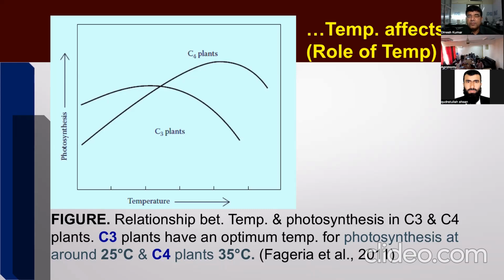Yes, sir. Wheat is 3 carbon, and sugarcane is 4 carbon. Yeah, so this is an example. But what is the difference?